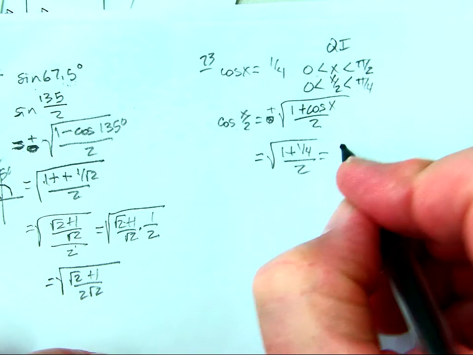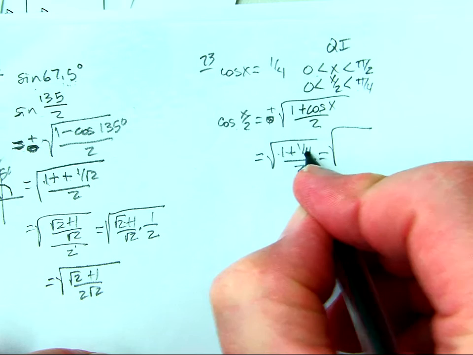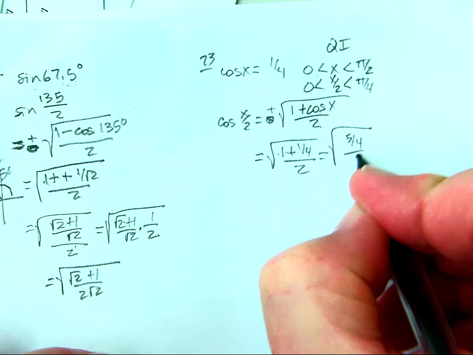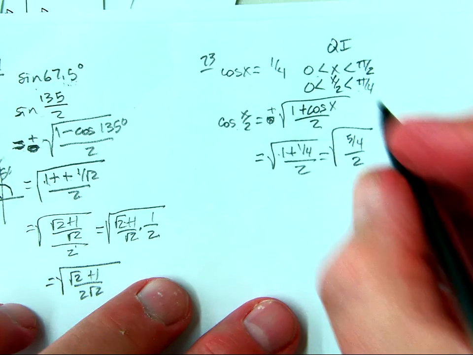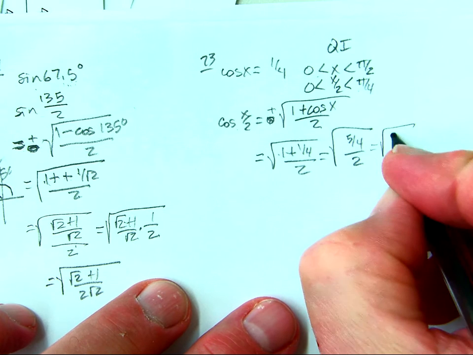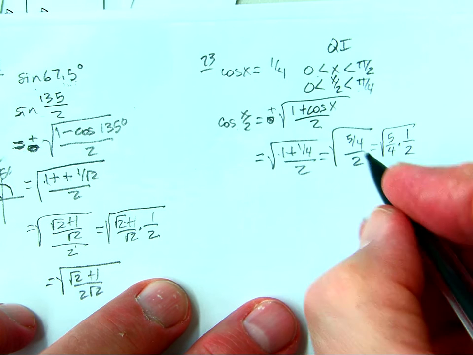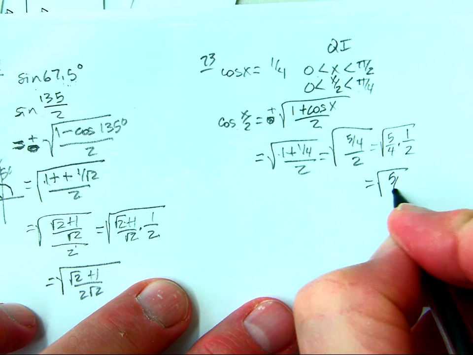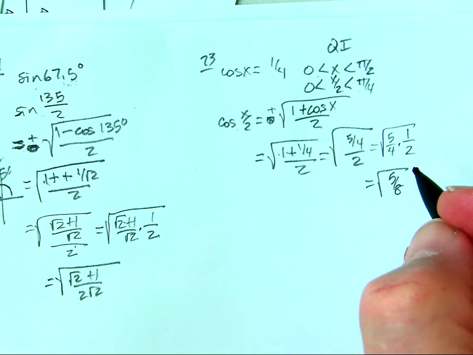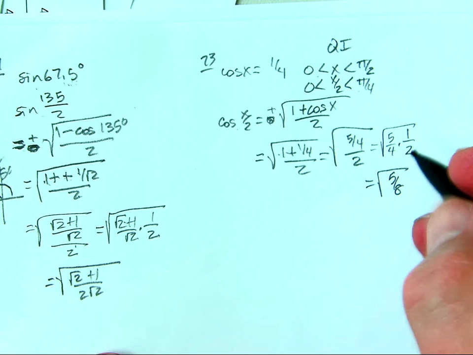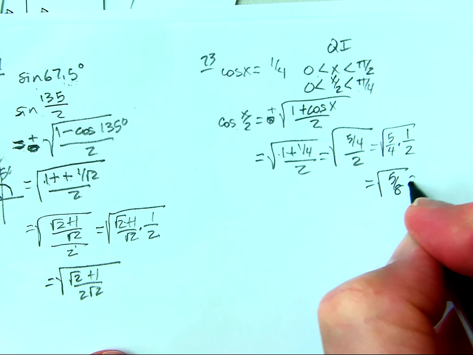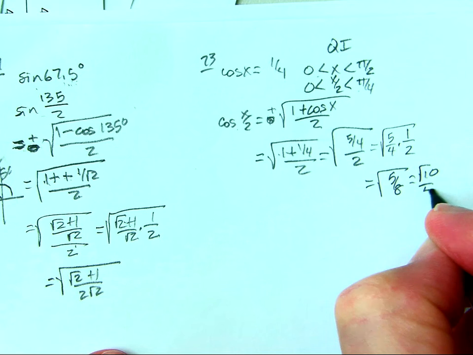Now fractions on the top, 1 plus 1/4 is 5/4 over 2. Now if we take the top times the reciprocal of the bottom, we get the square root of 5/8. You can leave it like that. If you want to rationalize it, if any of you ended up with this for an answer, that's the same thing.